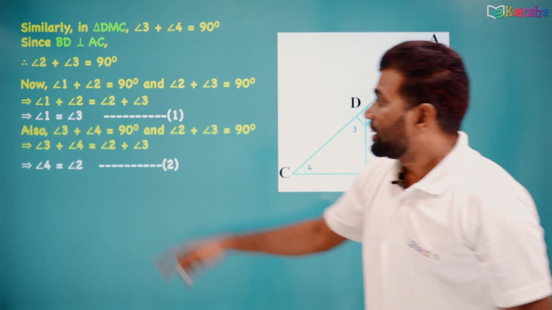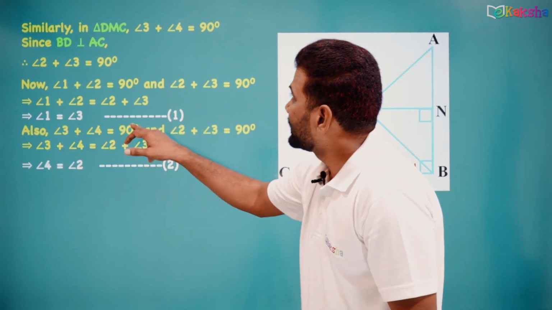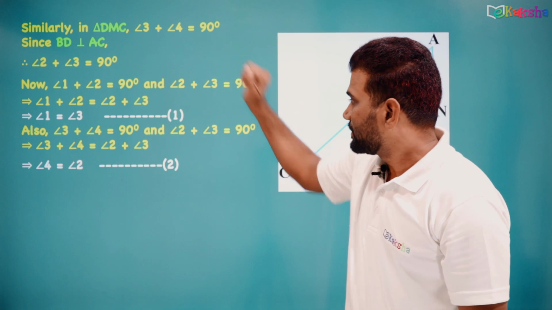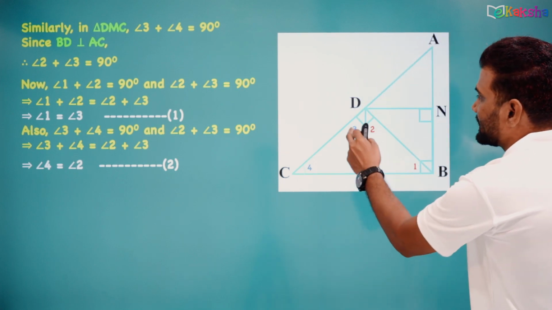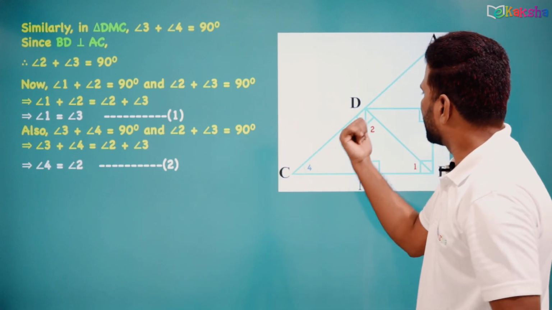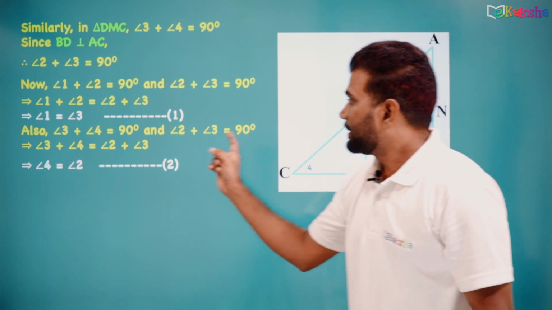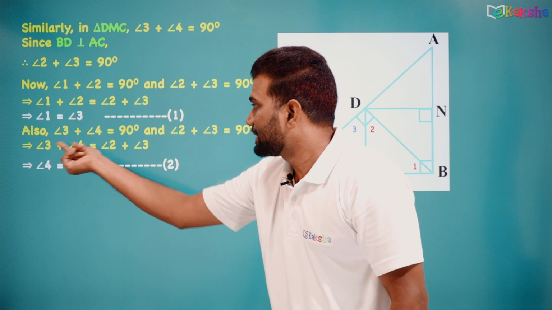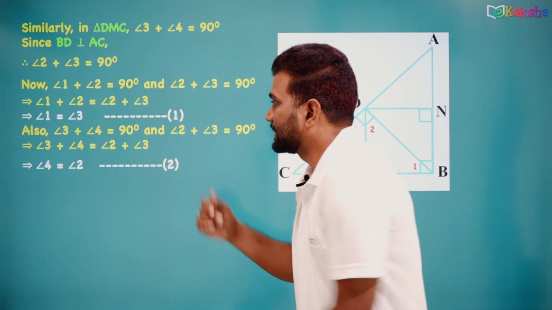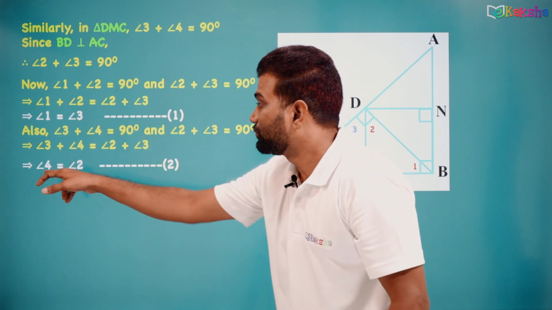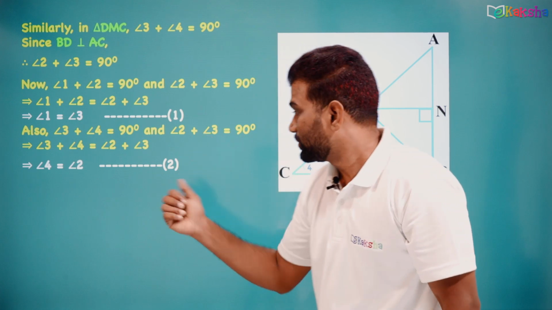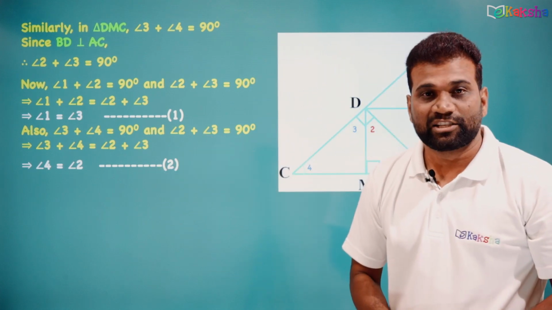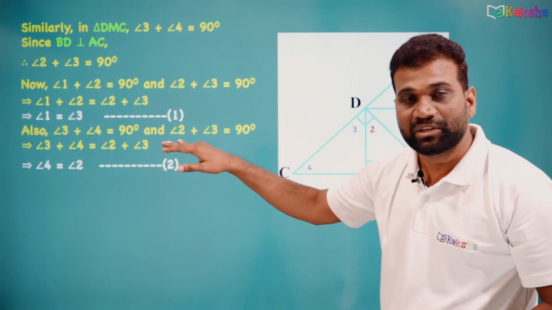Next, also angle 3 plus angle 4 equals 90 degrees from here, and angle 2 plus angle 3 equals 90 degrees. Again this is 90 degrees. When you equate these two, since both are 90 degrees, we can equate them. So angle 3 plus angle 4 equals angle 2 plus angle 3. Angle 3 gets cancelled, so angle 4 equals angle 2. We have got another relation. Let us take it, this is equation number 2.